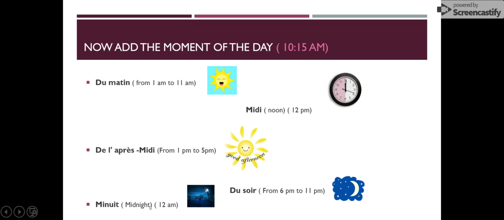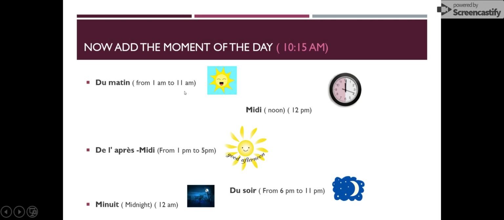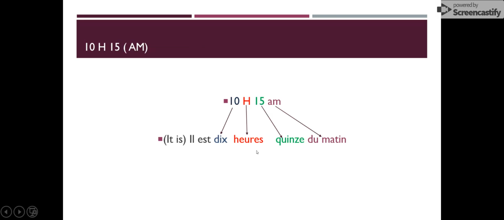So now we're trying to write 10:15 a.m. Since 10:15 a.m. is between 1 a.m. and 11 a.m., we will add du matin to our sentence. It is, il est 10h15 du matin. This is how you write 10:15 a.m. So when you have the time, you have to go back to this page and always look for the moment of the day and add it to the sentence.